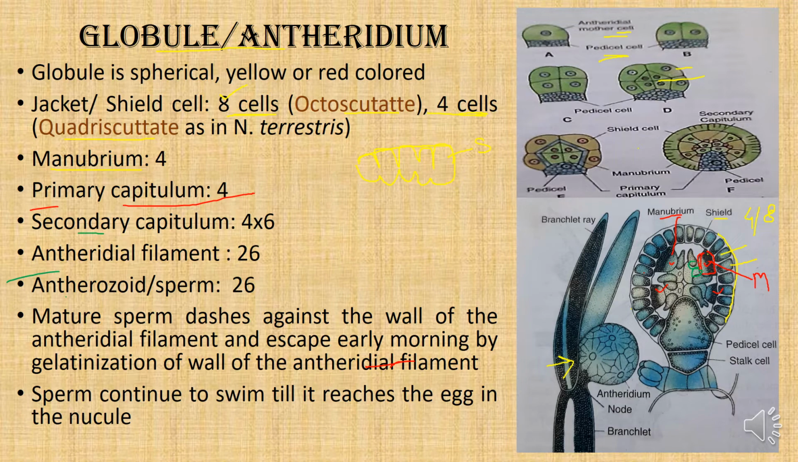So there will be 4 primary capitulum, and next to the primary capitulum will be the secondary capitulum. Each of these 4 primary capitulum will again have 6 secondary capitulum. So there will be another 6 number of secondary capitulum that I am drawing in yellow. So this will be the secondary capitulum cells.